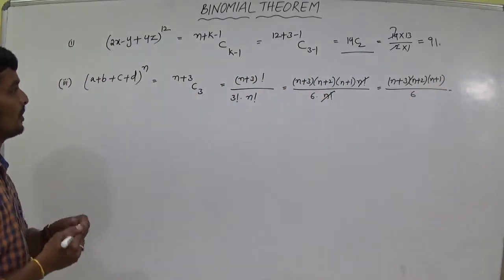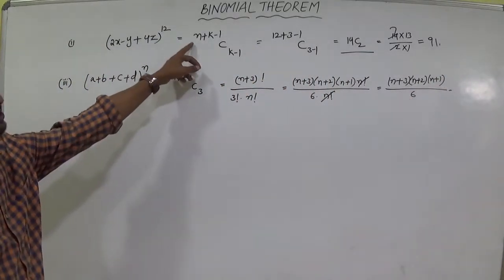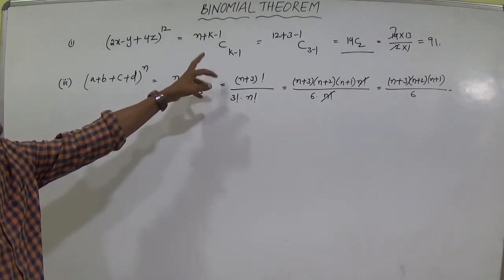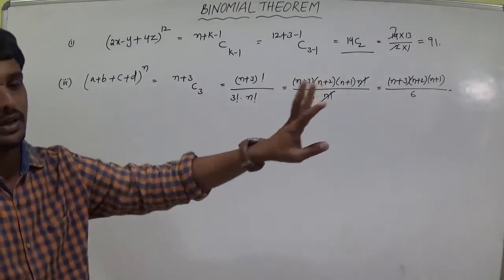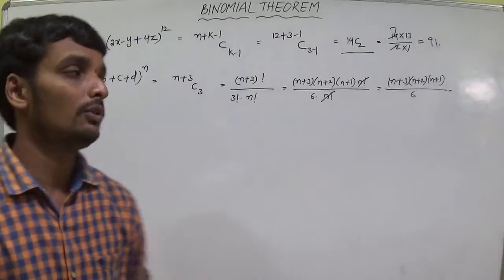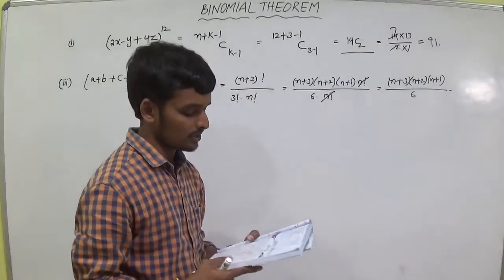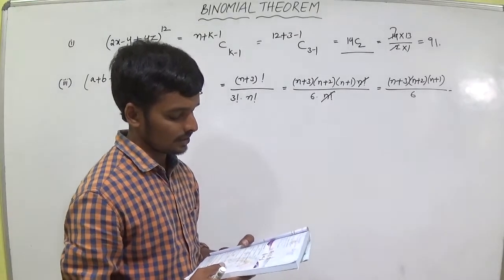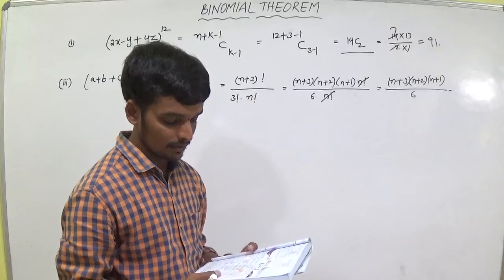That is the answer. I hope you understand. So I can use this formula n plus k minus 1 C k minus 1, and I can find the final value. I am getting (n plus 3) into (n plus 2) into (n plus 1) by 6. Where is the option? I think (n plus 1)(n plus 2)(n plus 3) by 6.